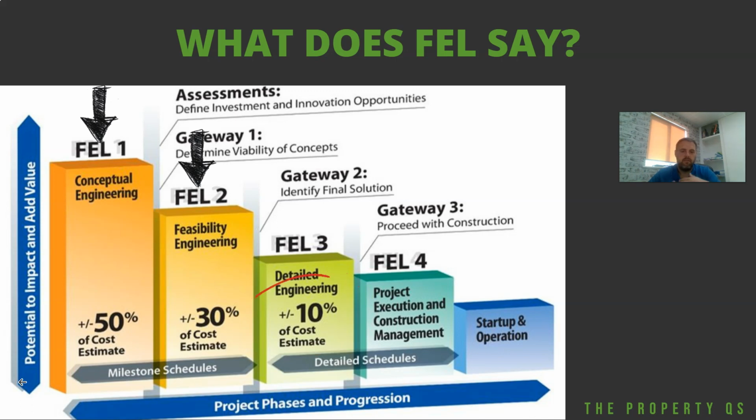You can see here that front-end loading is split into 5 phases. But if we ignore phase 4 and phase 5, because phase 4 is construction and phase 5 is when the building's operational, and we just focus on phases 1, 2 and 3, which is the bit before we start on site where we do all the hard work on paper, you can see that we don't really get a detailed cost estimate, plus or minus 10% accuracy, the most detailed type of estimate you can get, until we've done all the detailed engineering or detailed design.